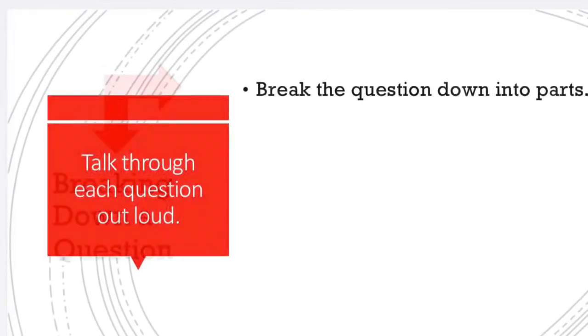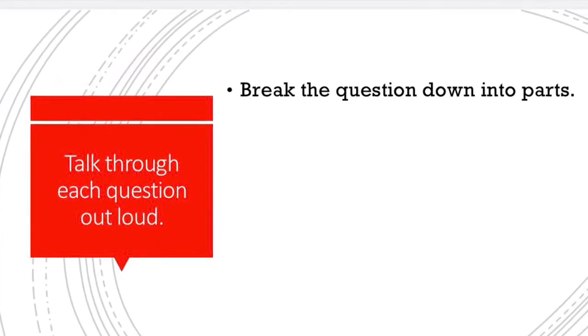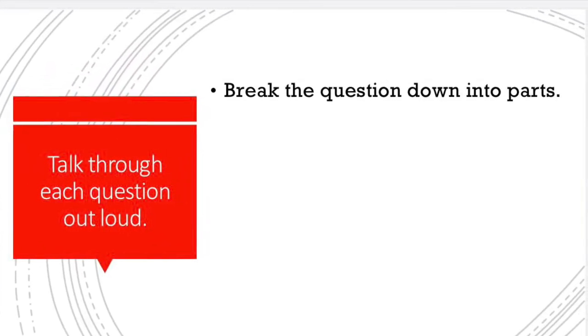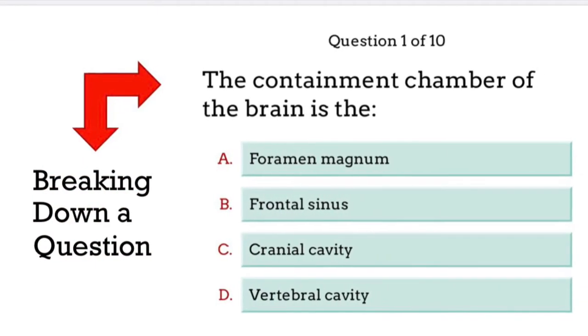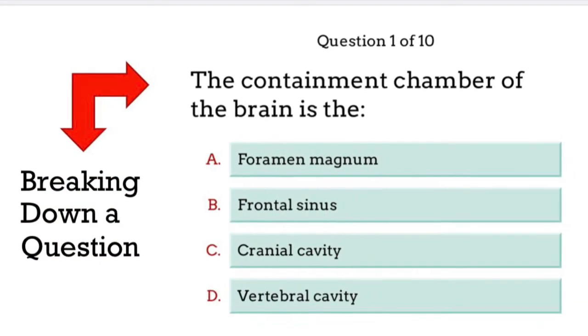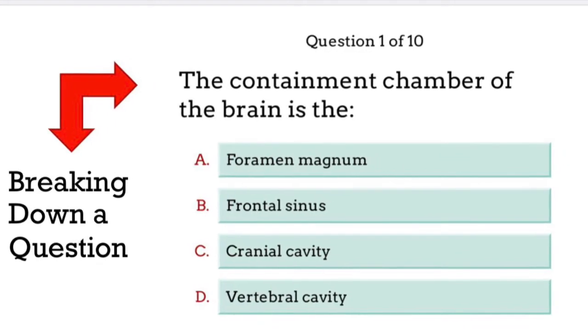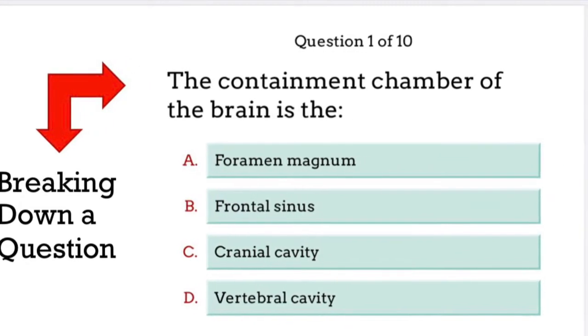Let's go back for a moment and look at how to break down a question. Really simply, the first thing that I like to do is actually say the question out loud and break it down into its different parts. You can see the question here is, the containment chamber of the brain is the, and it gives you 4 different options.